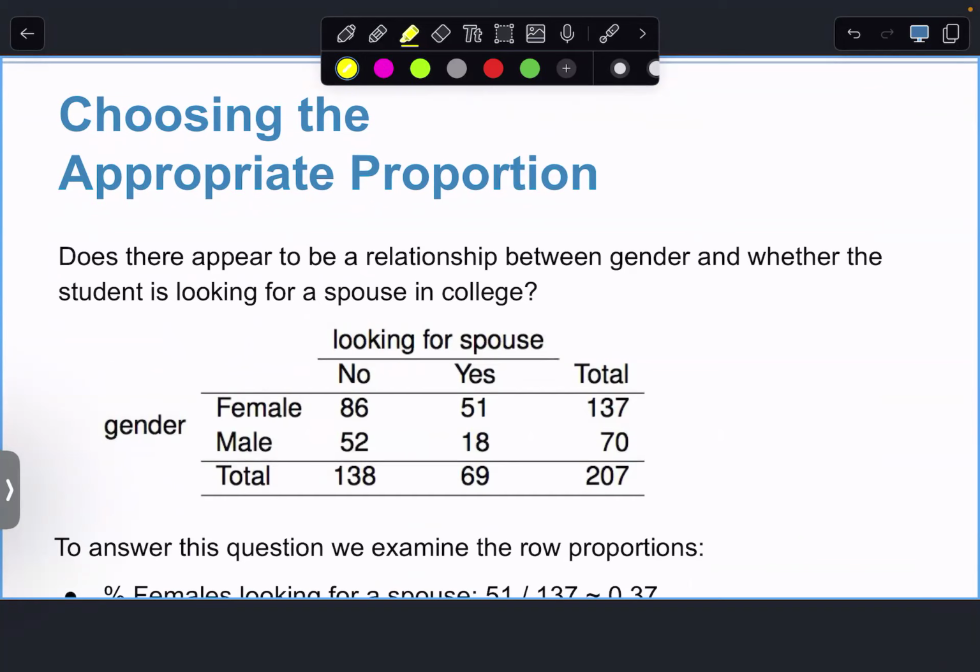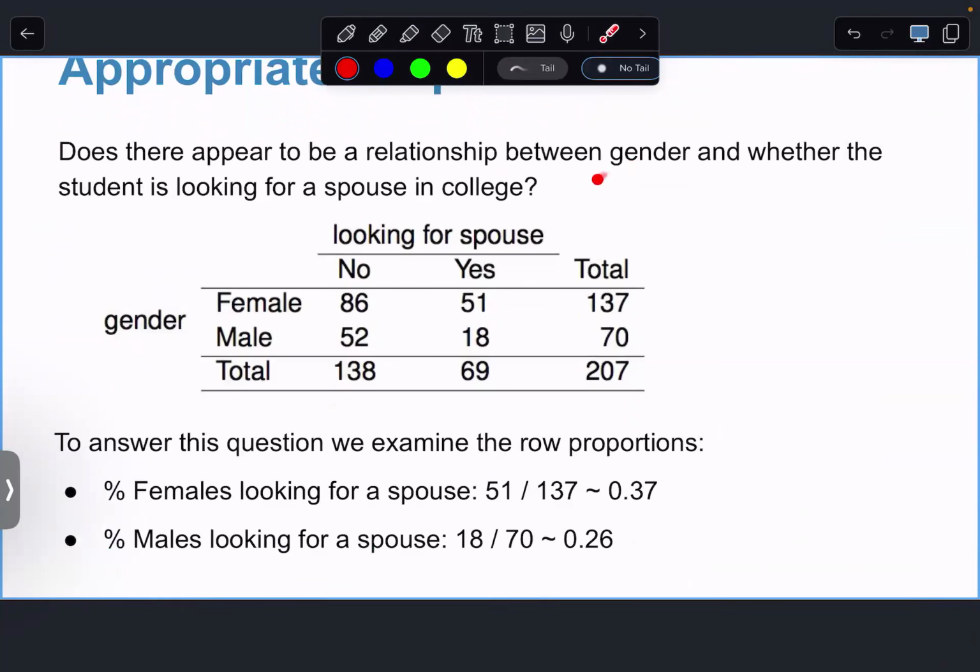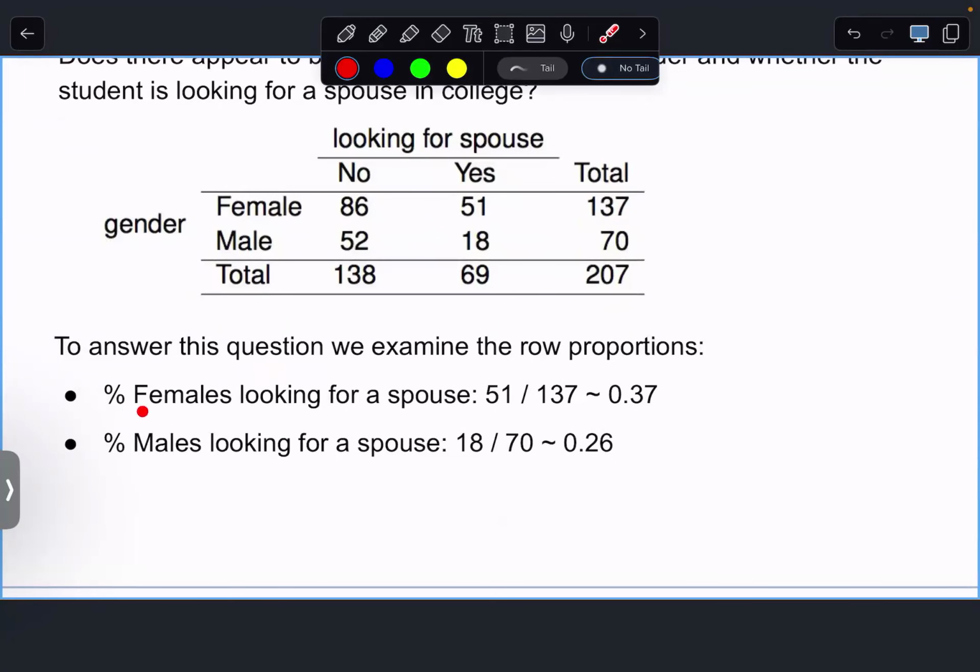We can look at these numbers and determine if we suspect that there's some sort of relationship. So for example, does there appear to be a relationship between gender and whether the student is looking for a spouse in college? Now, what we can do is look at the percentage of females. The total is the females, right, who are looking for a spouse is 51 over 137. So roughly 37%. Percentage of males that were looking for a spouse, 18 over 70, which is roughly 26%. Now, this is where it kind of becomes a judgment call. Do you think that 26% and 37% is roughly the same, or are they different? I would probably lean towards slightly different.